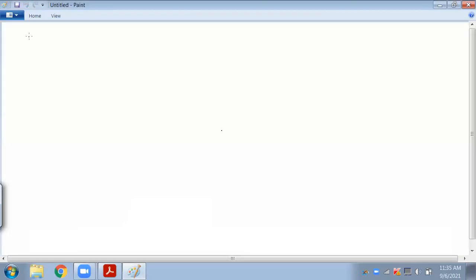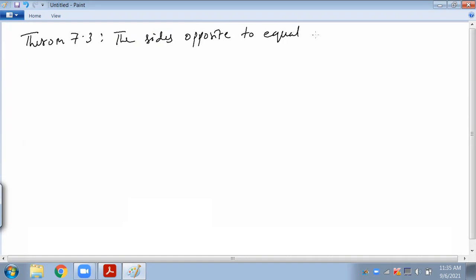Now we'll see next is theorem 7.3, but the proof is not required. So we'll just write the statement. The sides opposite to equal angles of a triangle are equal.